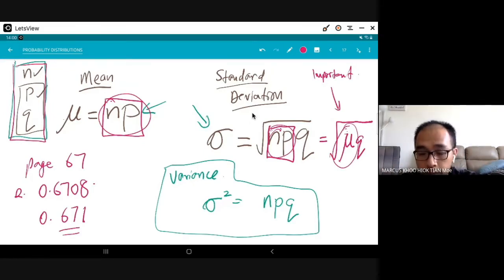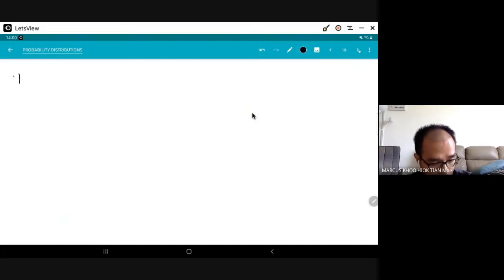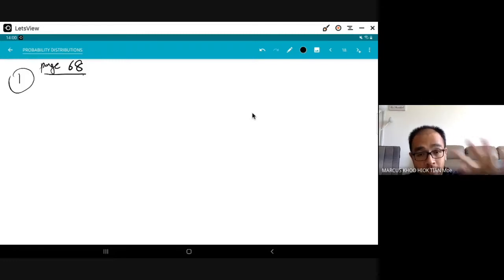Yeah, okay. Number one in page 68. Okay, page 68 of your workbook. Okay, question number 1. So this one says 90% of the students who registered for a diploma course finished the course successfully. So for a group of 10 students who registered this year, calculate the probability that all 10 of them are successful. So let's state the NPQ first.